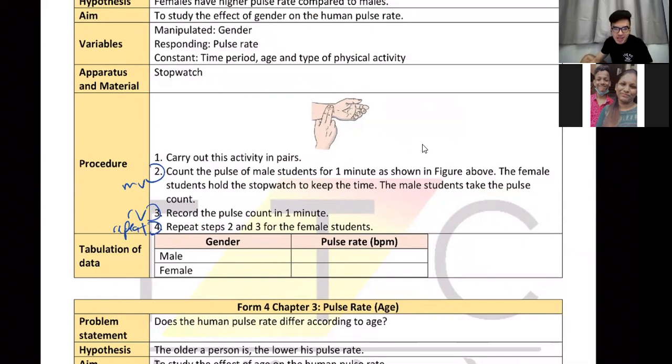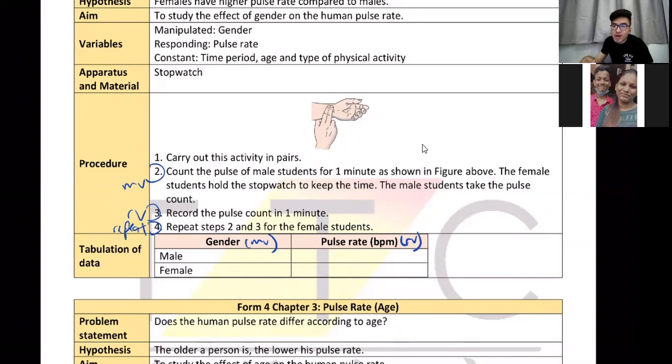Okay, and then of course the last one, tabulation of data. What is tabulation of data? This one they will come in exam. Tabulation of data means they ask you to draw a table, which means you put MV on one column, you put RV on the other column. And can you see the RV is empty? You must say, so why is the RV empty?